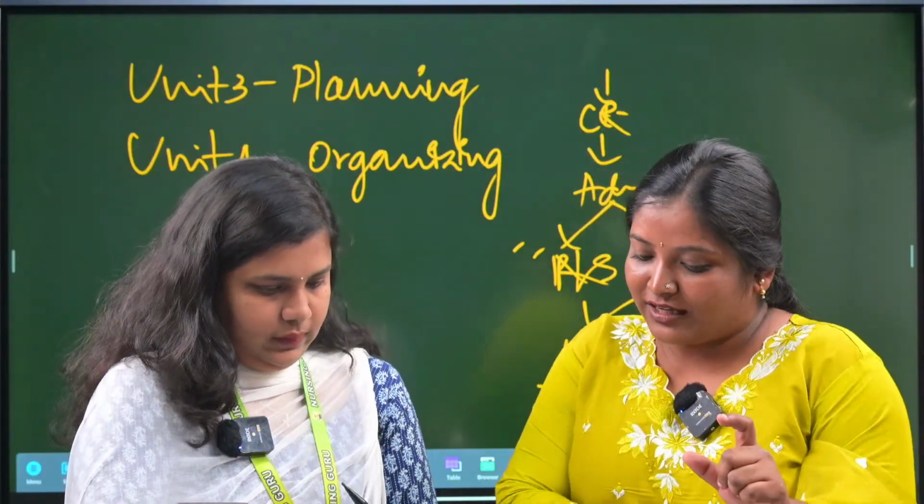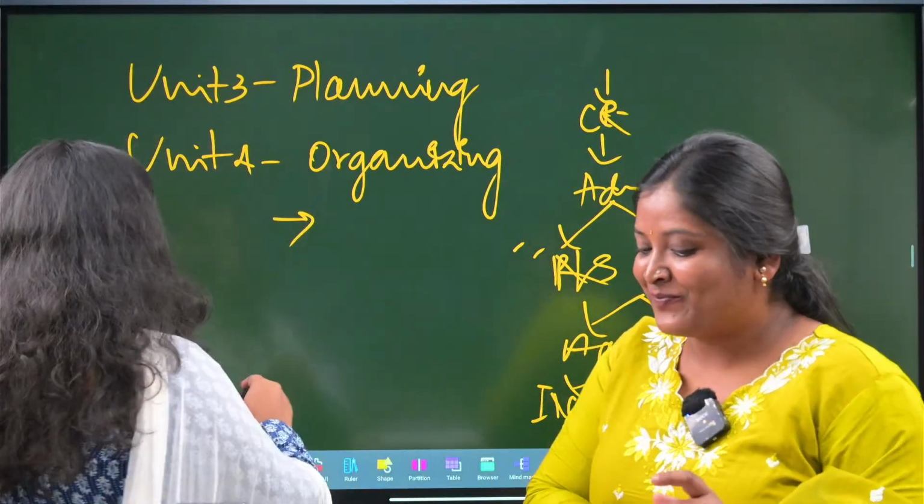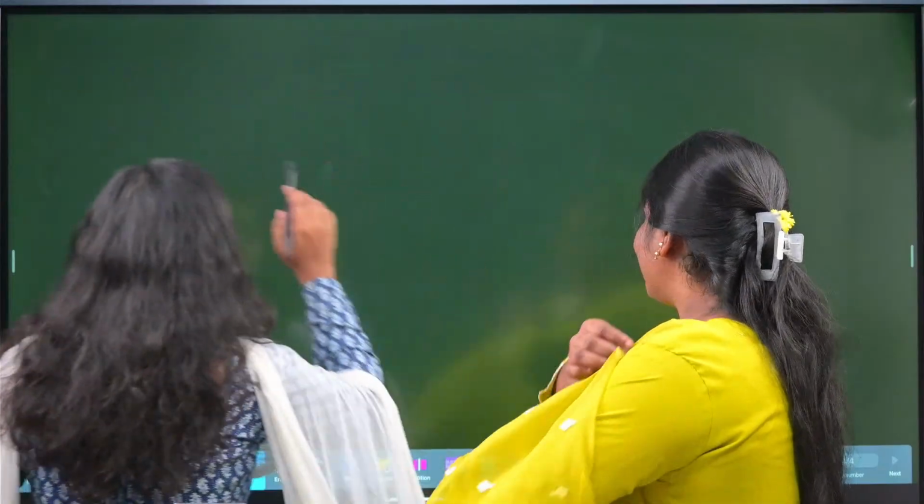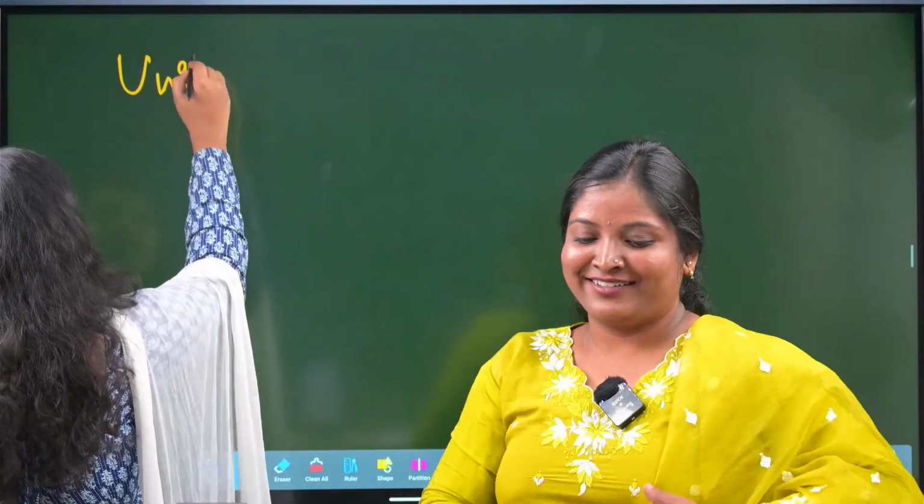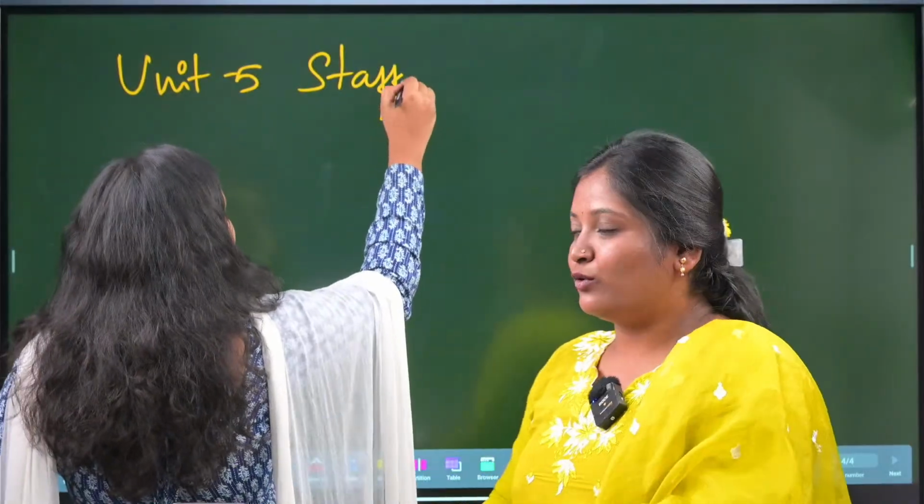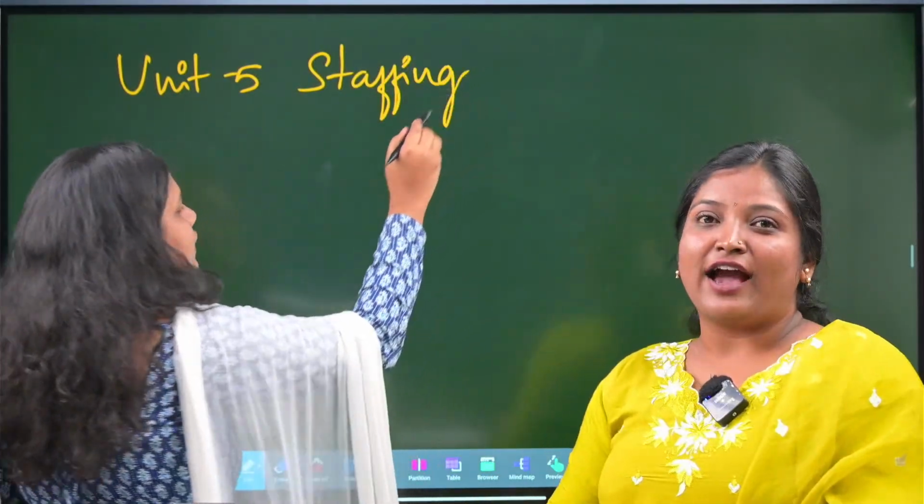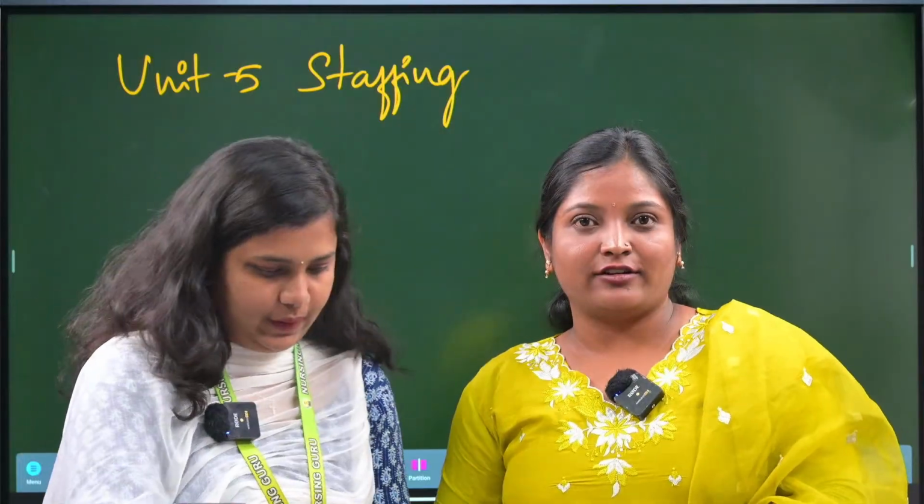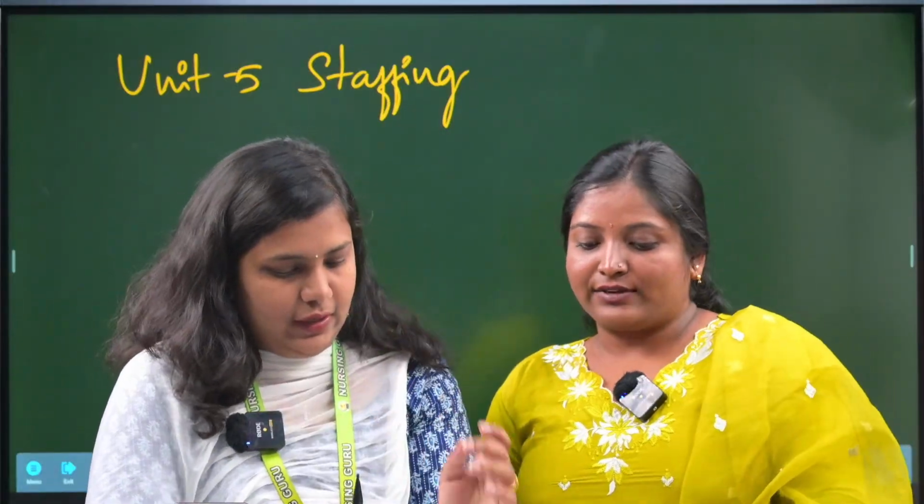The next one is the fifth unit. This is a very important unit. Unit number 5 is staffing. I have already told you in organization that we have to see the ratio of patients and nurses. So we will start with staffing.